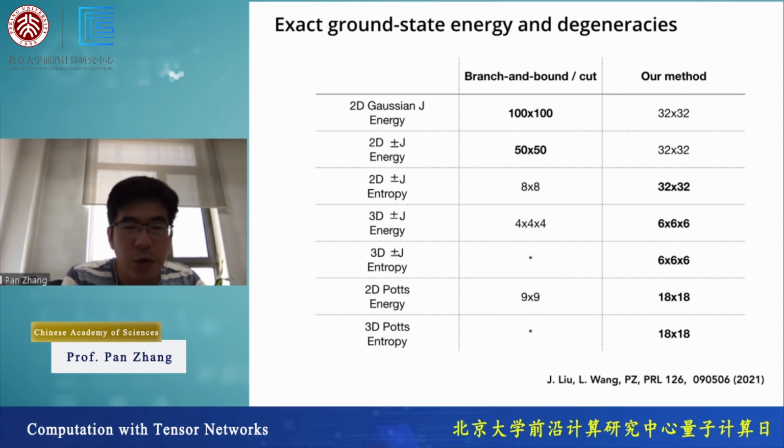However, it's not so if we switch to some more difficult problems, for example, the spin glass problems on 3-dimensional lattices or the Potts model on 2D or 3D. We immediately find that the linear programming cannot provide a really good bound. In that case, our algorithm works better in the sense that it works for a larger system in obtaining the exact ground state energy and ground state entropy.